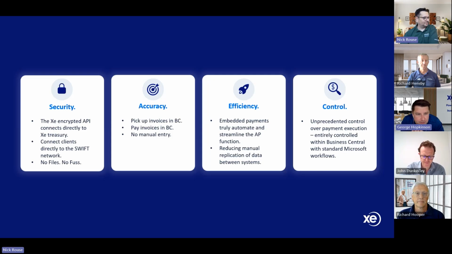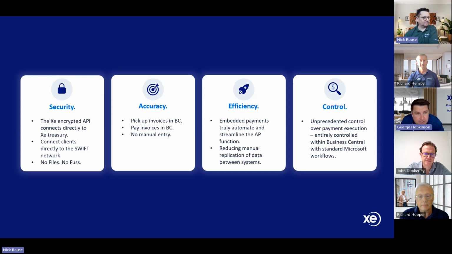So the main 4 points that we touch on with our solution, and this is what a lot of our clients are really enjoying at the moment, is having the additional security because they've got the XE encrypted API that goes directly into the XE Treasury platform. Very similar to how you'd be locking in all of your transactions and your rates with the bank or extracting an ABA file currently. I know Nick's going to demonstrate around that as well.